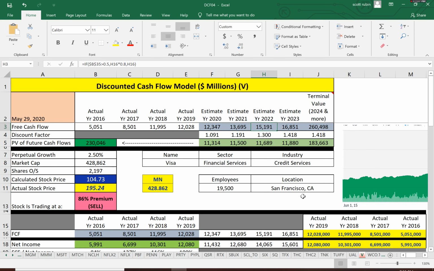We calculated the free cash flows of 4 years, and then we did a terminal value, which is an estimation beyond 4 years, every year after that. And we used the Gordon growth model to figure that out. We discounted those numbers back to today's values. And then the sum is $230 billion. That's the sum of the value of the company. And then if we divide that by 2.2 billion shares, we come up with a stock price of 105. And it's trading at 195. So this is considered a sell. It's trading at an 86% premium.